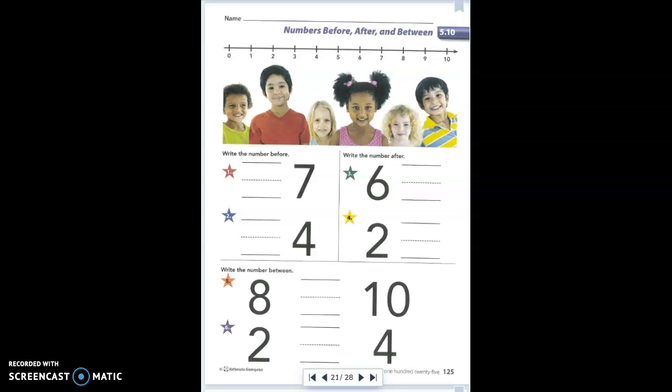Good morning. Let's work on Math Lesson 5.10, Numbers Before, After, and Between, pages 125 and 126.